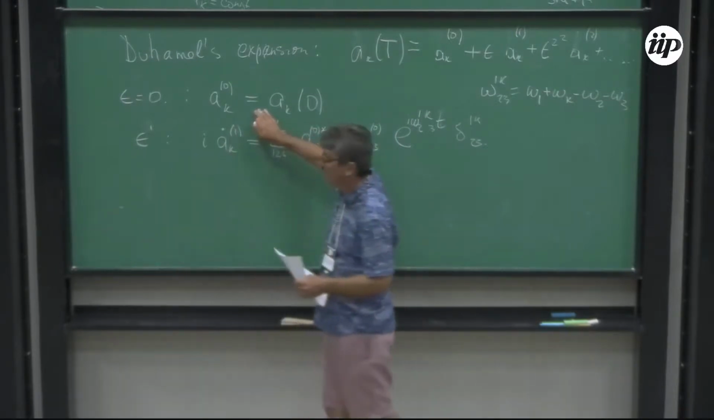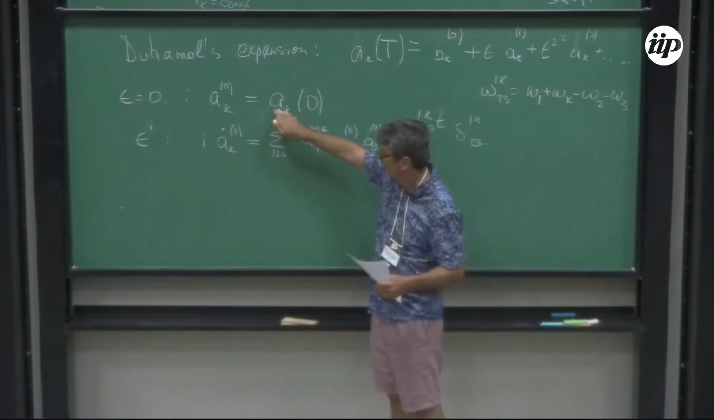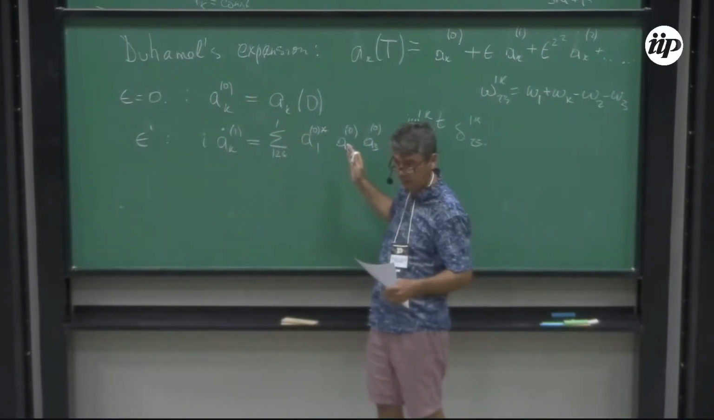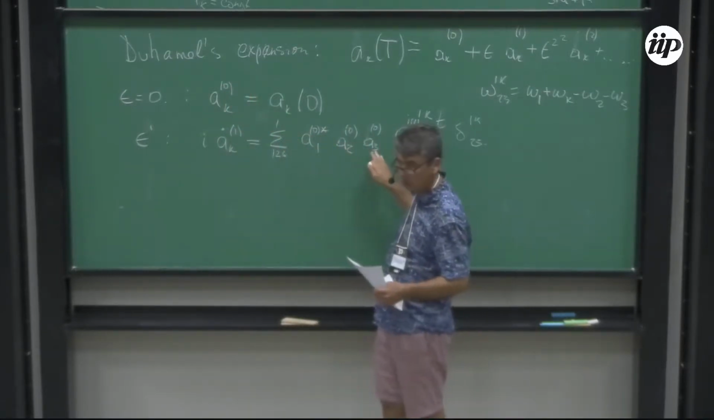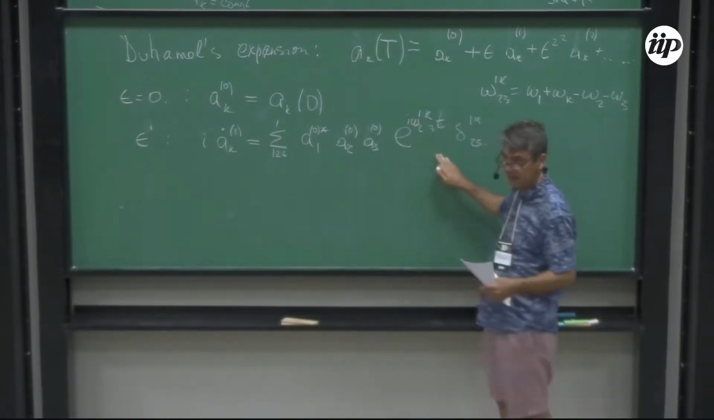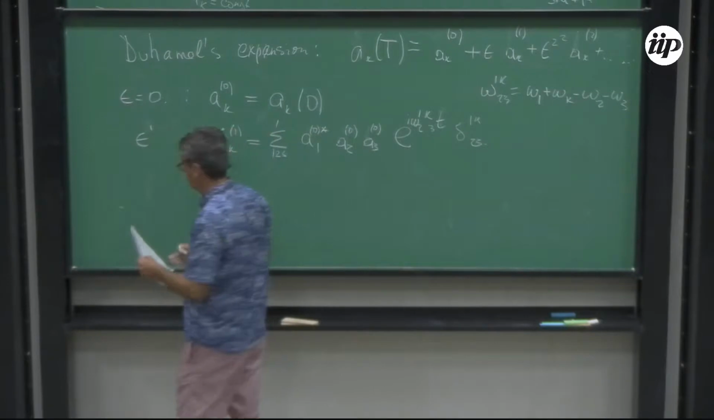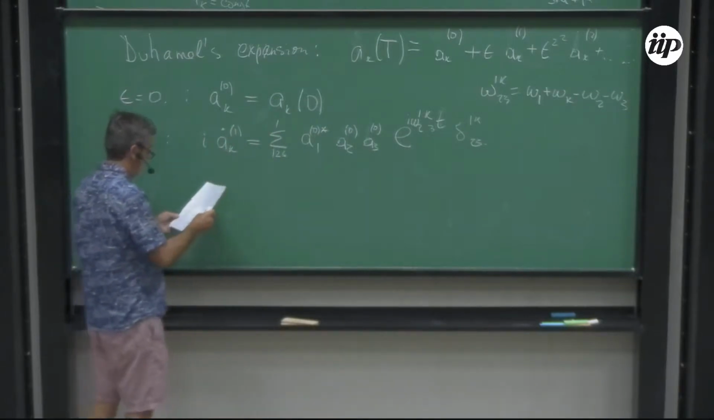But now if you remember that A0 is independent of time, right? So it's just a constant. All time dependence comes from here, right? So I easily integrate that, right?